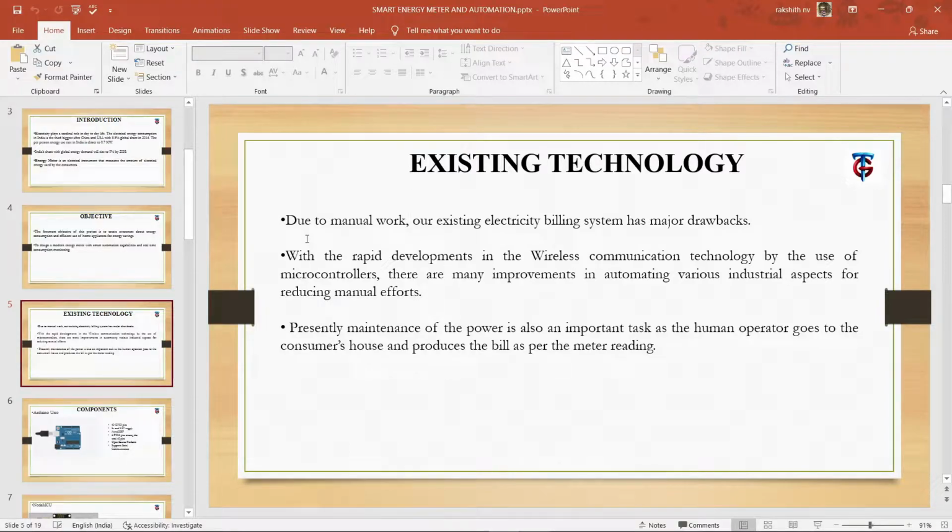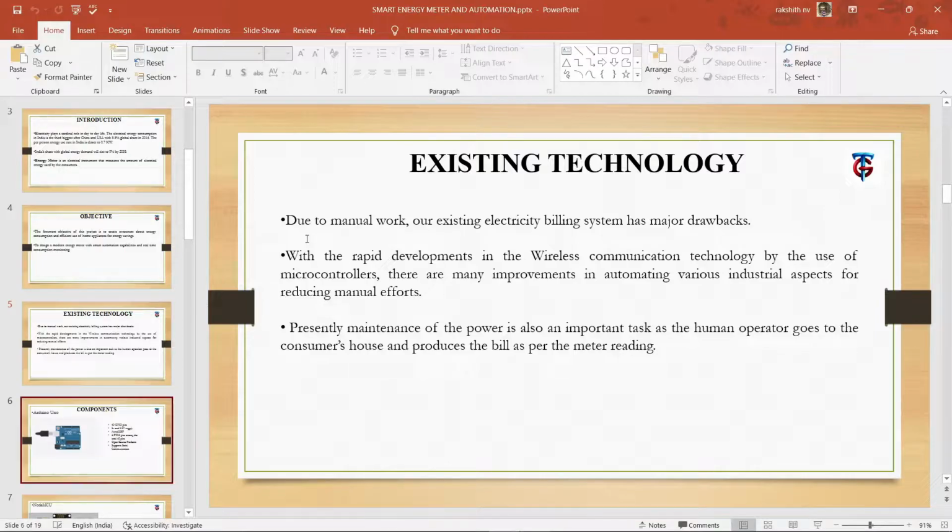Presently, maintenance of the power is also an important task, as the human operator goes to the consumer's house and produces the bill as per the meter reading. So as I said, the current scenario is like this, where a person comes, generates the bill and gives it to the owner or the concerned person. But as we know, wireless technology has drastically improved now, so we can automate this. Instead of having human intervention for getting the bill generated, it can be directly pushed to the cloud and automated, such that real-time energy monitoring will be done and instant bill generation will happen.